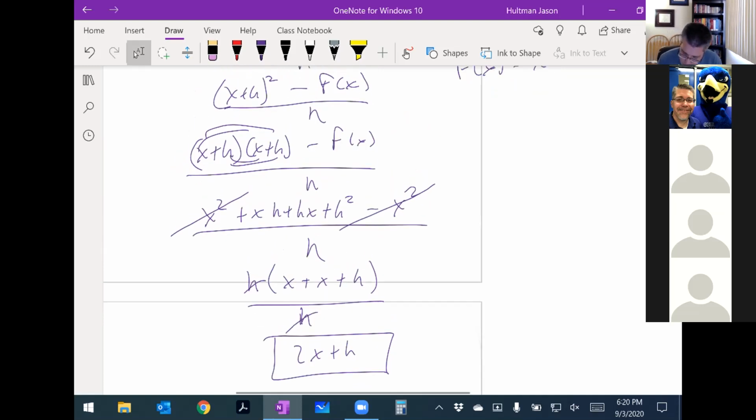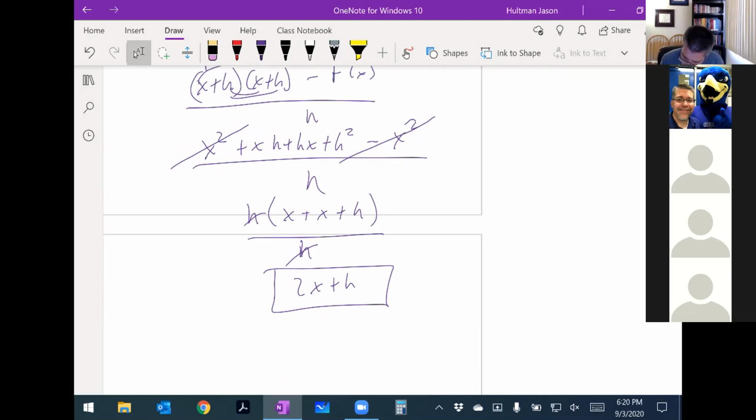Okay, so let's keep that in mind here. What's the simplified version of the difference quotient when f of x is equal to x squared? That's this guy here. So I'm going to keep that in my back pocket. Does that make sense?